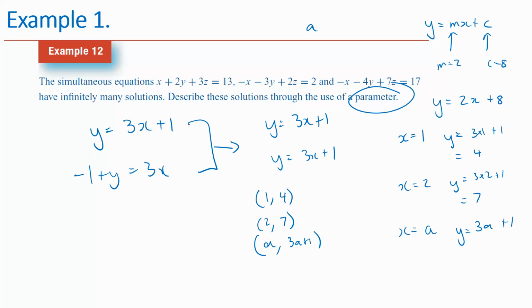That's what a parameter is. A parameter is saying, instead of doing 1, 4, 2, 7, there has to be a better way to describe it. And it's not a variable, because the variables here, x and y, are my variables. We had to use what we call a parameter. That's an example. So that summarizes my infinitely many solutions.